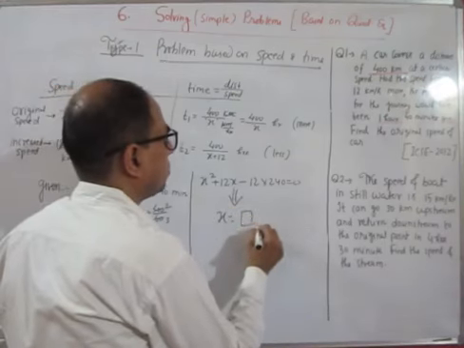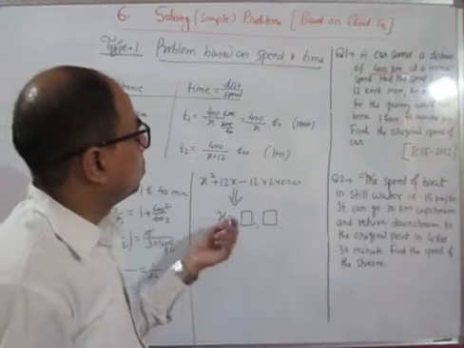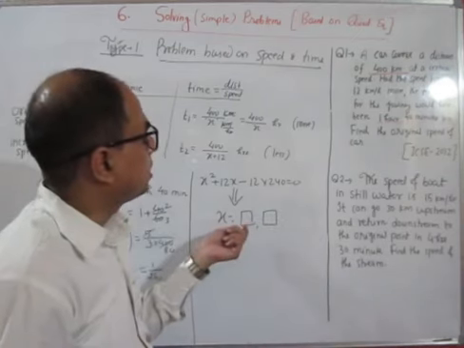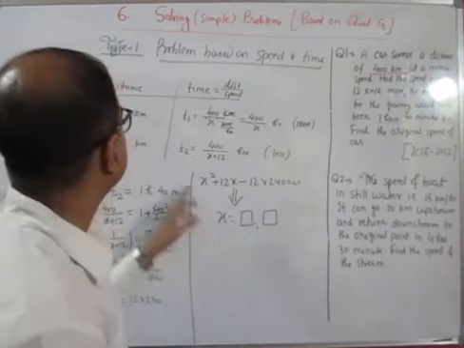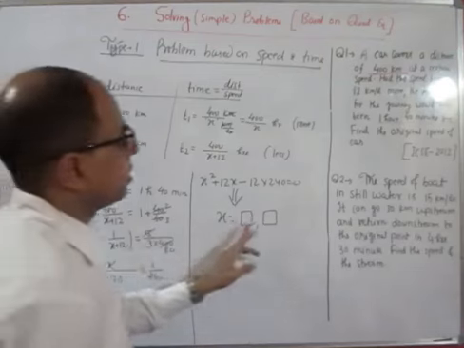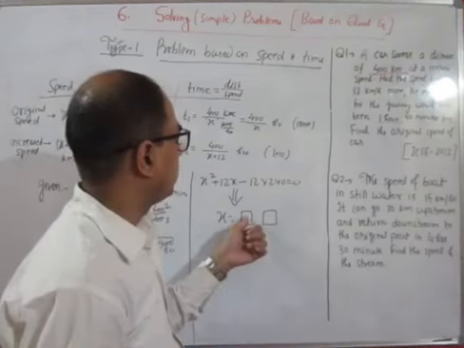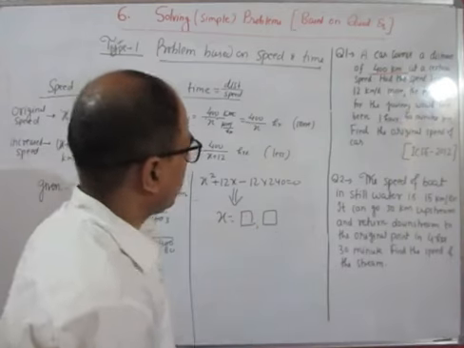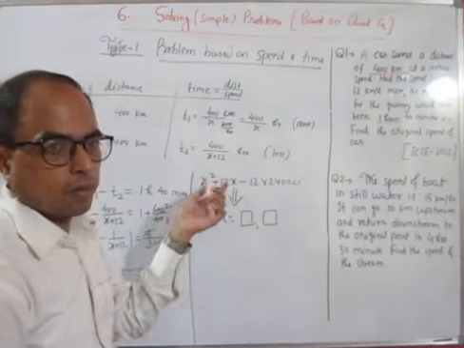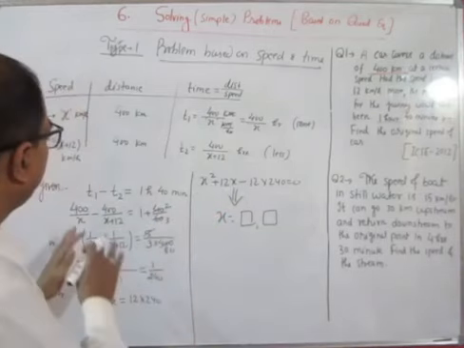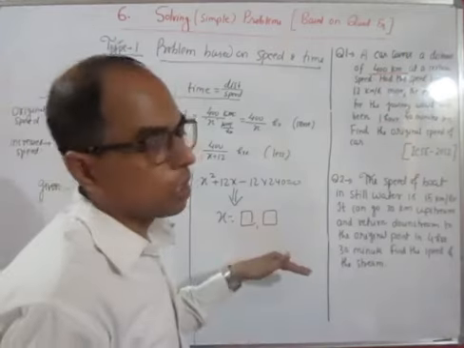You will get two values of x. Clear? So always take the positive value of x. Ignore the negative value of x. Why? Because speed cannot be negative. So if you are getting a negative value of x, ignore that one. The positive value of x will be the answer. After this I am not solving because you know how to solve the quadratic equation. My main focus is how to make the equation. That is my main target in this chapter.